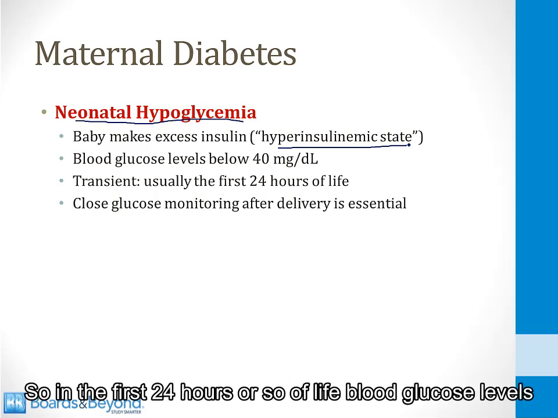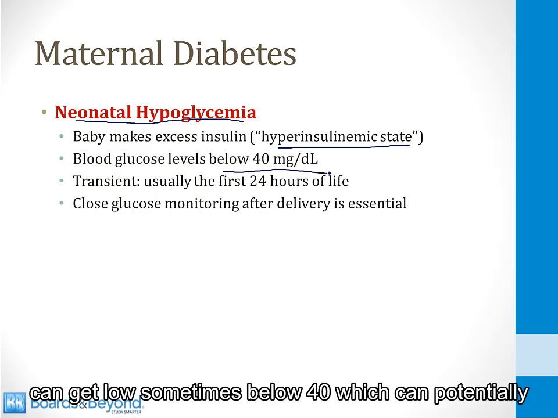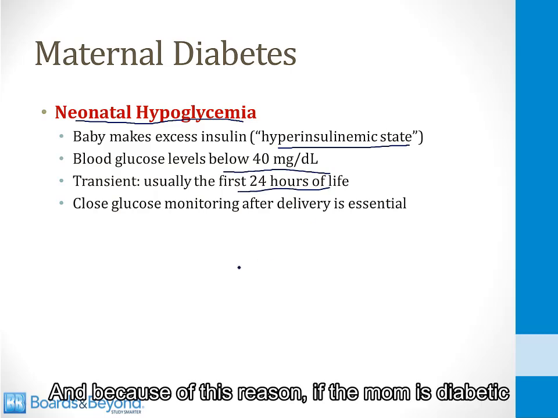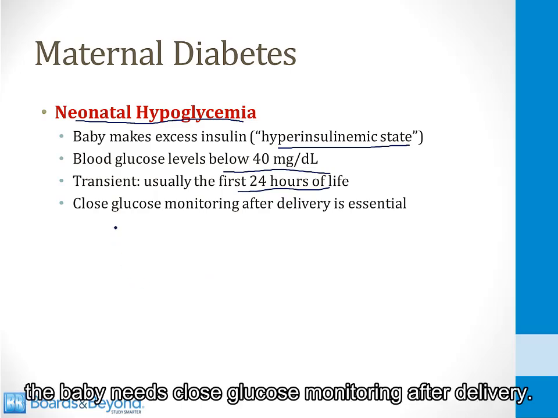So in the first 24 hours or so of life, blood glucose levels can get low, sometimes below 40, which can potentially cause a seizure. Now, this is transient. It usually resolves after about 24 hours, and because of this reason, if the mom is diabetic, the baby needs close glucose monitoring after delivery.